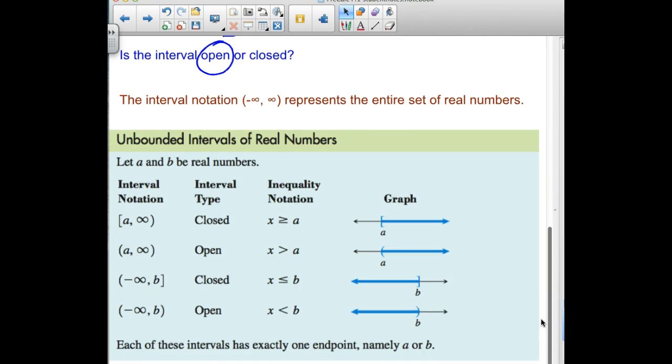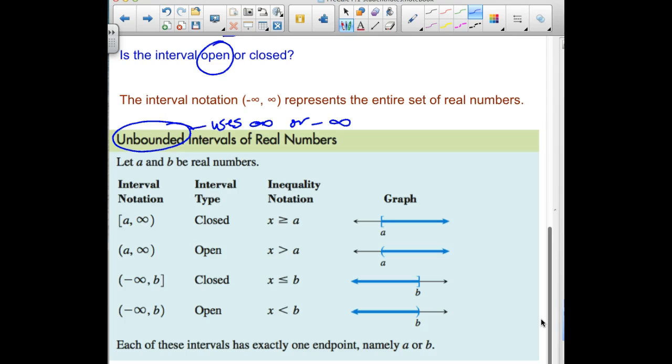So looking at a few unbounded ones. Again, unbounded means it has infinity, positive or negative infinity. Okay, so in this first one, we are looking at the interval that starts at A, including A, and goes to positive infinity. So it is going off to the right, but it has a closed bracket there. So we do refer to that as closed. Next one down, the only difference is that it is open. So it has a rounded bracket, meaning we get very close to A, but we don't actually get to A.